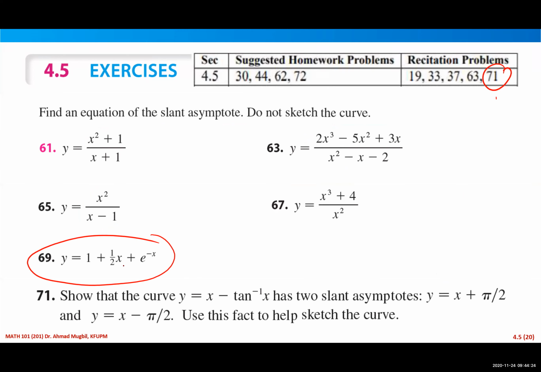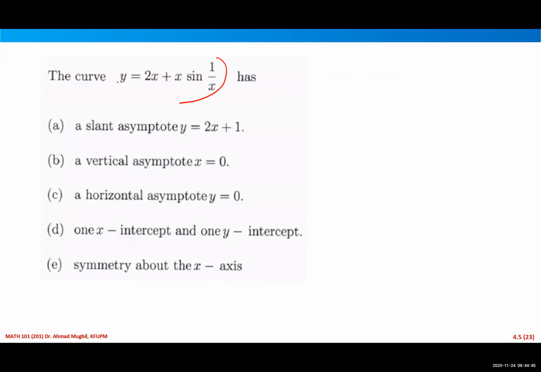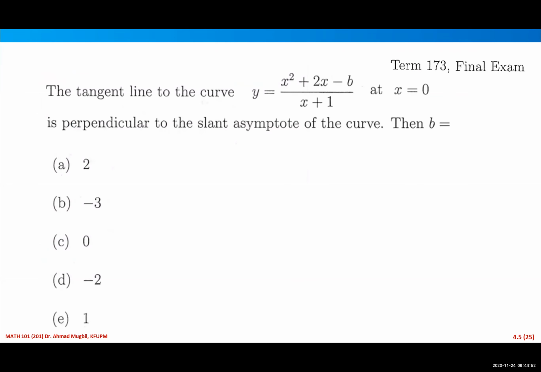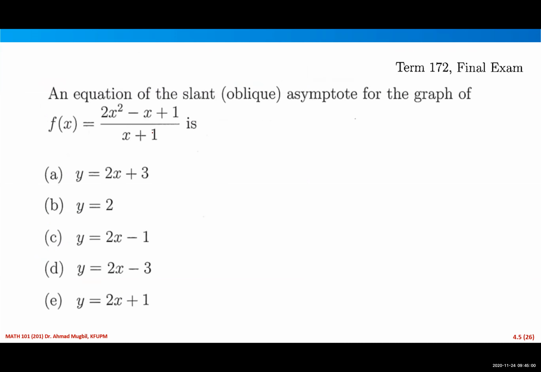So now, how to find, ya shabab, the slant asymptote of this one? This is the question. Think about it, shabab. While you are thinking about this, let me show you the old exam questions. Look, the first question asks for the slant asymptote of this. Let's go to the second question: the curve has a slant asymptote, vertical, horizontal, and so on. The tangent to this curve is perpendicular to the slant asymptote. You need to find the equation of the oblique or slant asymptote of this one.